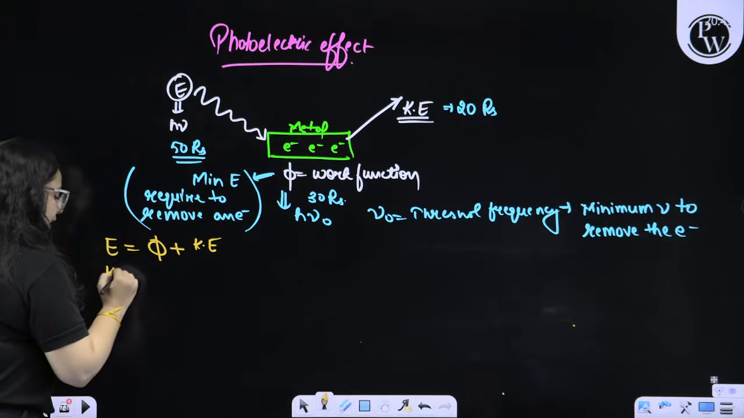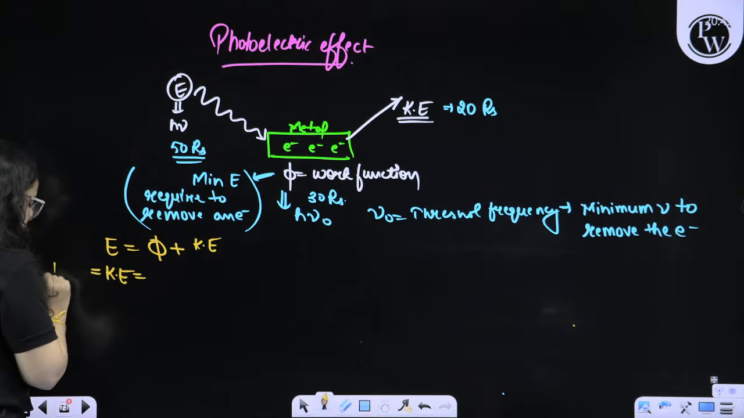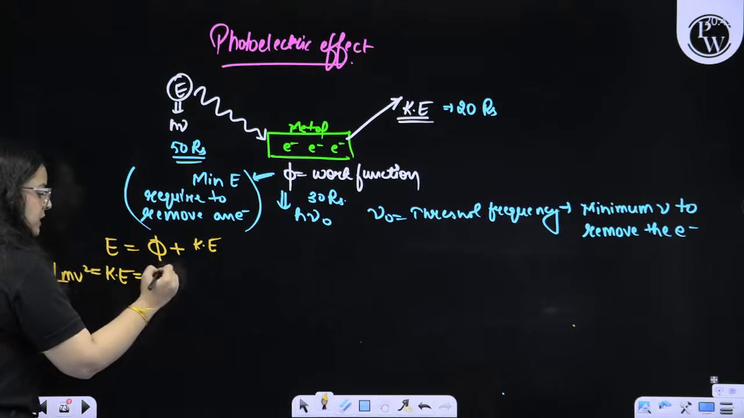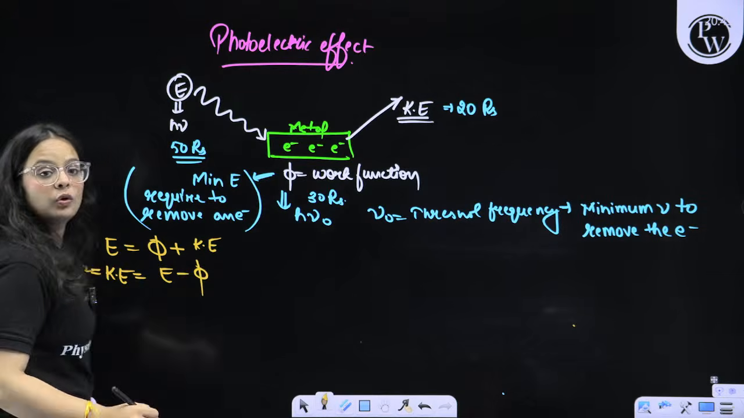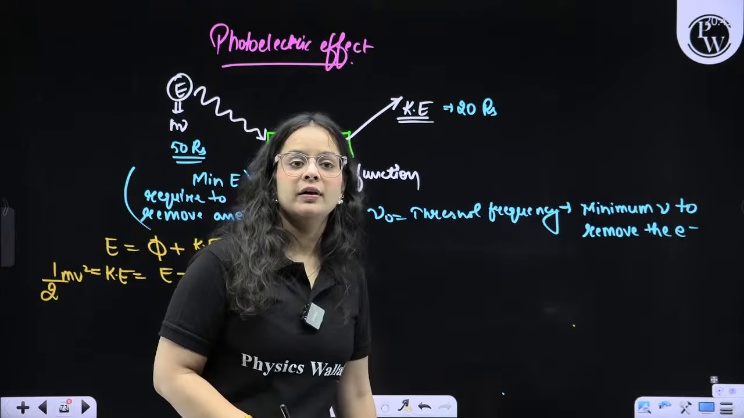If I want the kinetic energy, it will be equal to how much? Half mv square. You all know that. It is equal to E minus phi. Is everyone clear? Right?